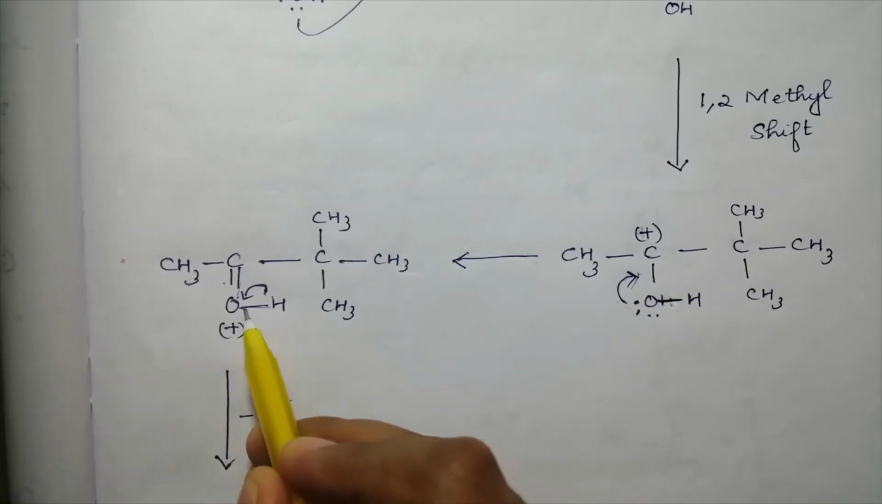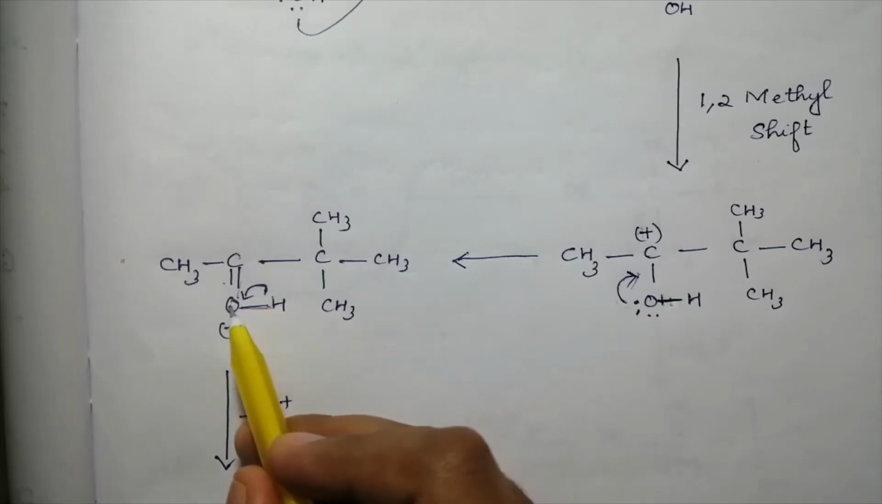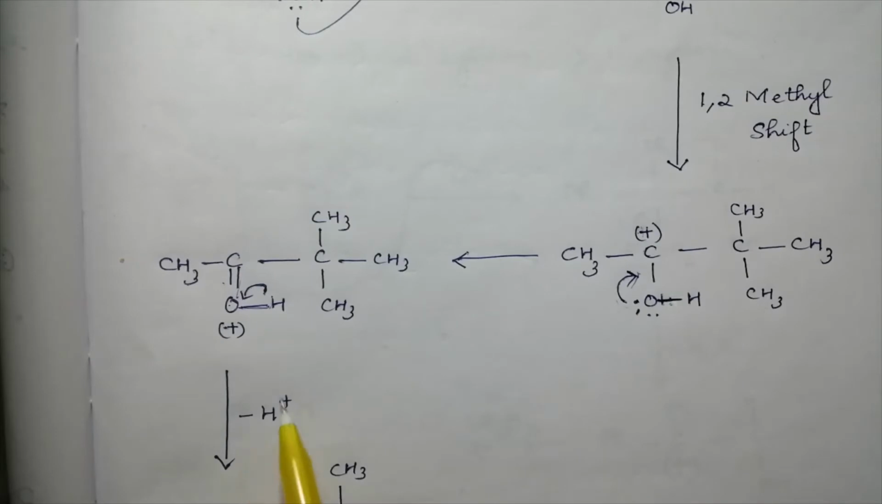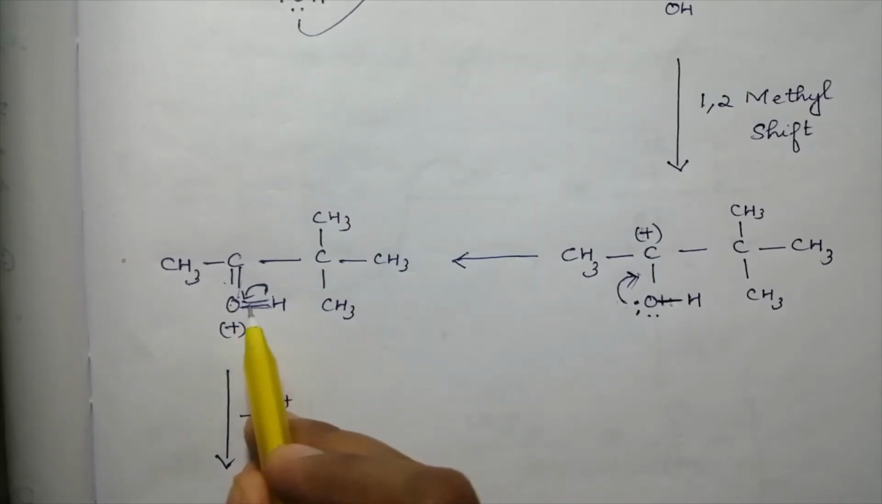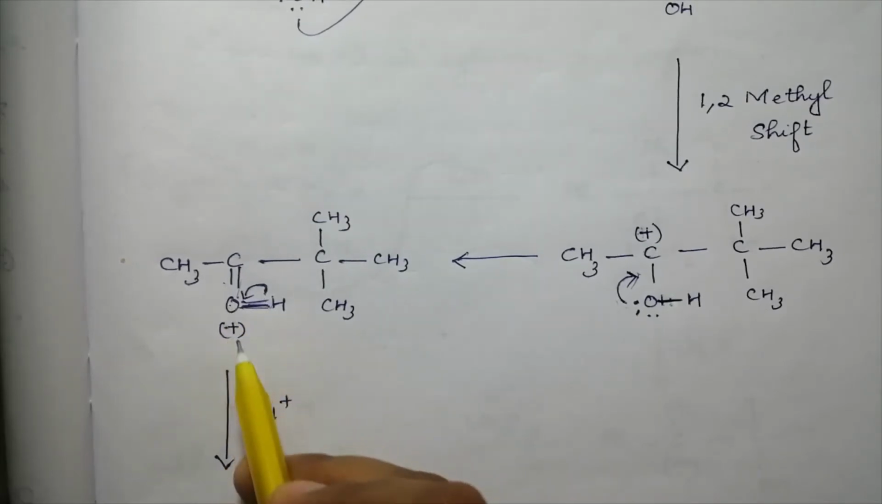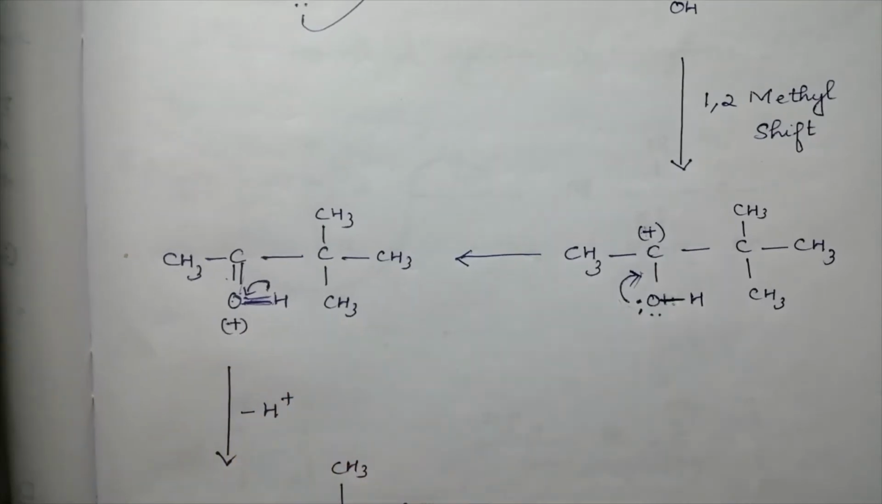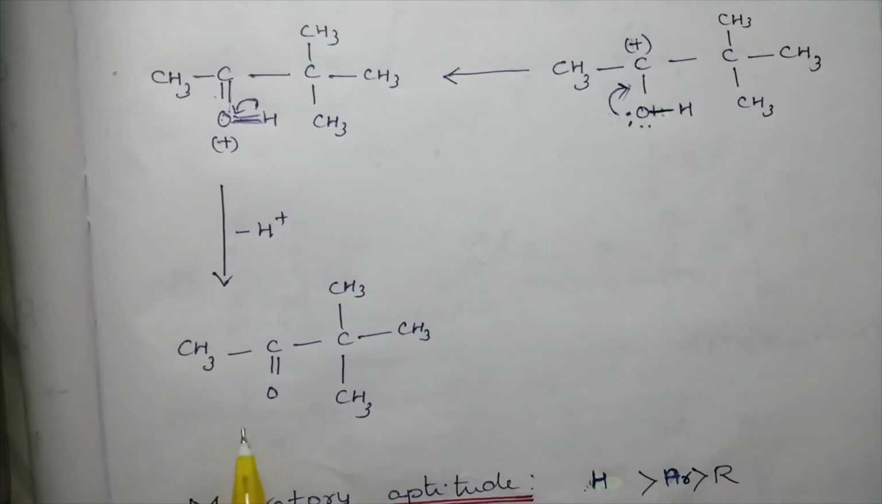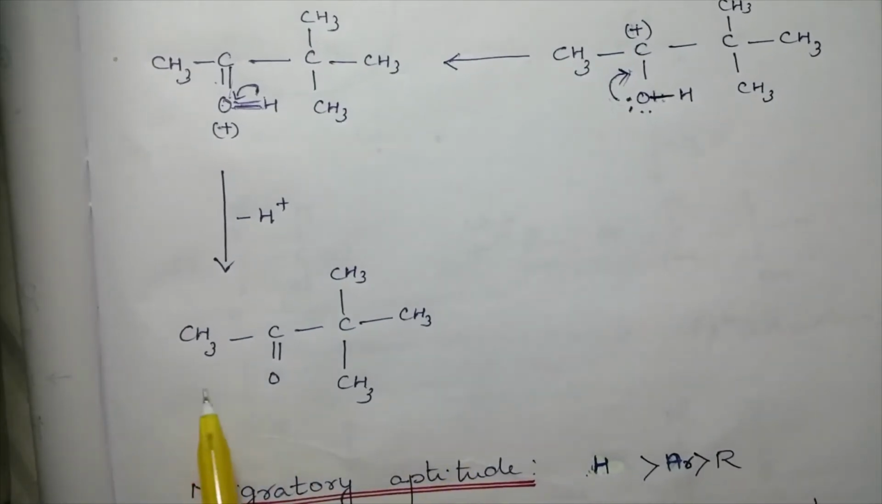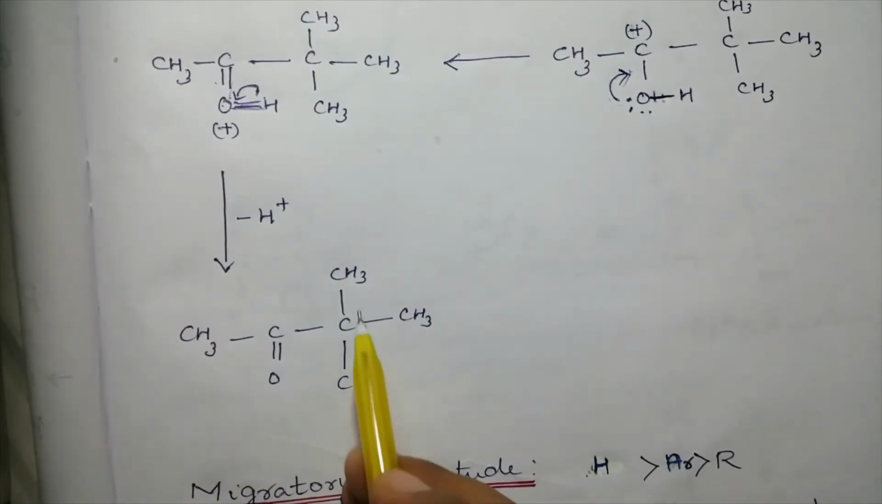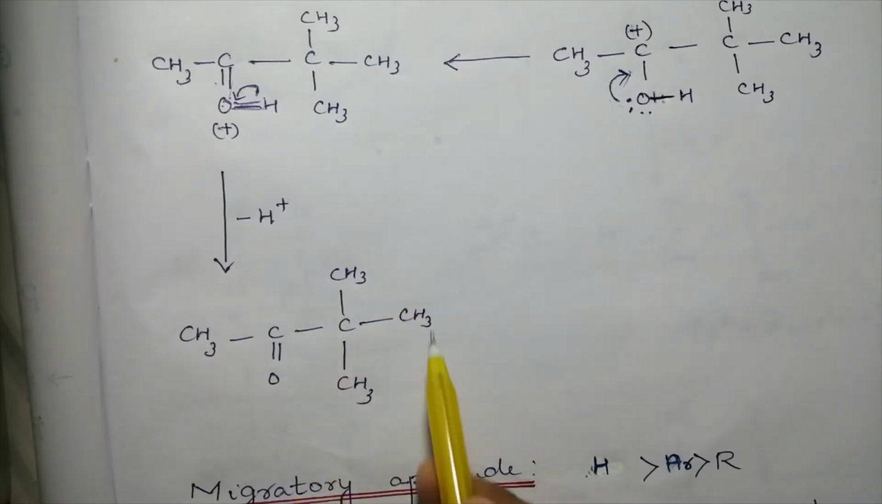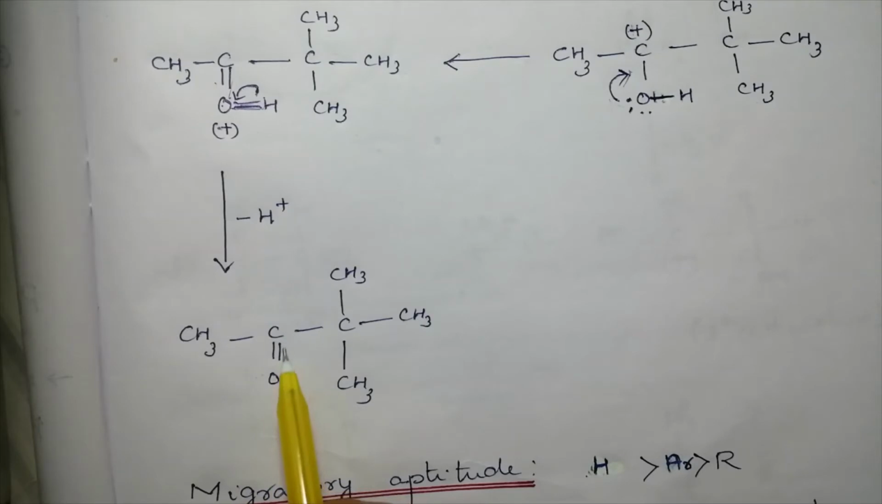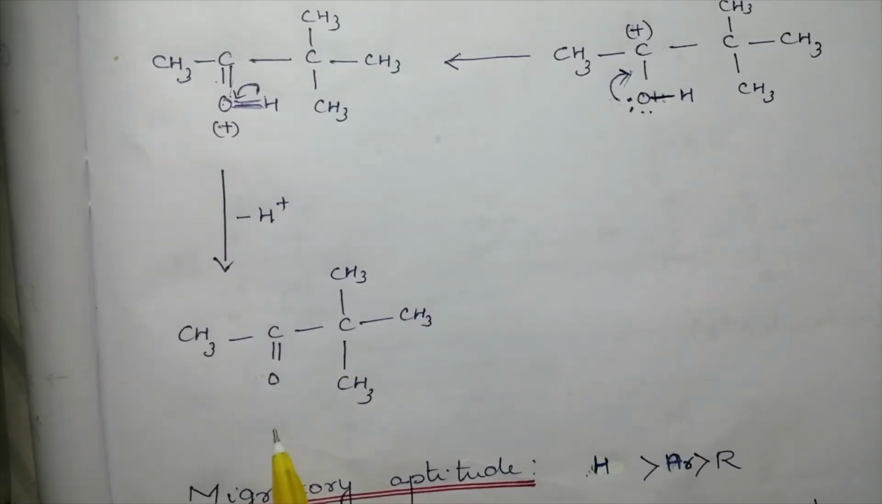Now what happens is there is an OH hydrogen which is attached. This OH bond would break and that H plus would come out. The electrons of this bond would be given to oxygen to remove the positive charge on oxygen, and H plus would come out, minus H plus. Now the final product we get is CH3, C double bond O, C, CH3, CH3. Because that hydrogen left from this oxygen, it is now just C double bond O with no positive charge.